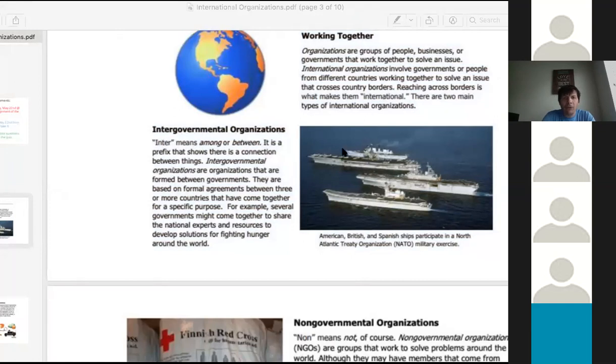So an intergovernmental organization is any organization that has 3 or more member countries. And you see here, there's an example, which we're going to learn about in a little bit, called NATO, which is the North Atlantic Treaty Organization. It is a military defense alliance headed by the United States and has many European member nations. We'll read about that in a minute, but that is an example of an intergovernmental organization.